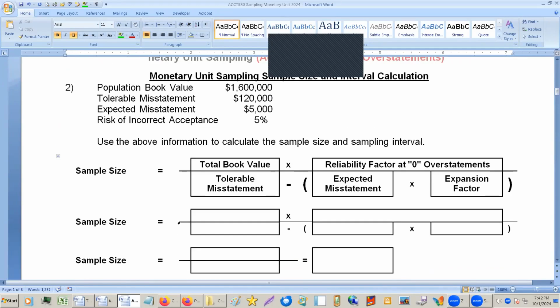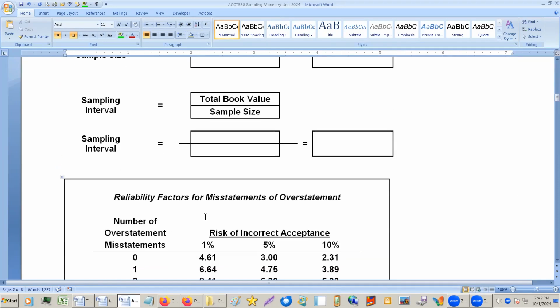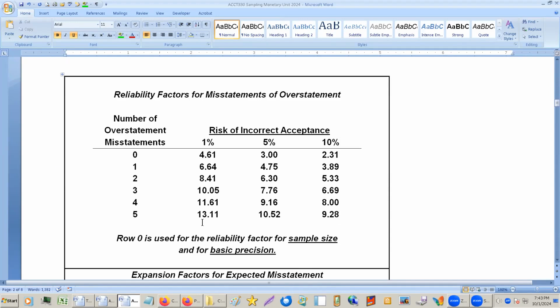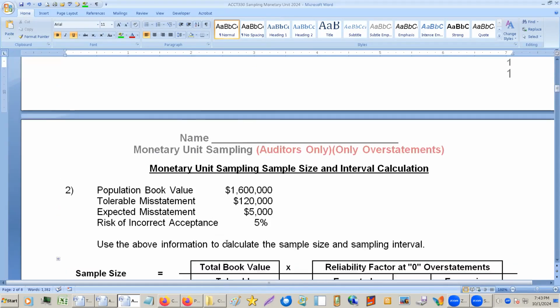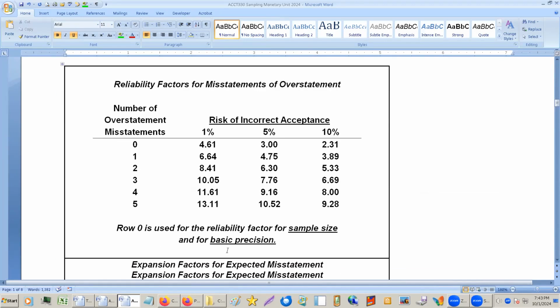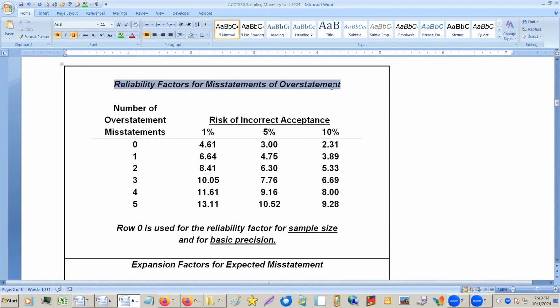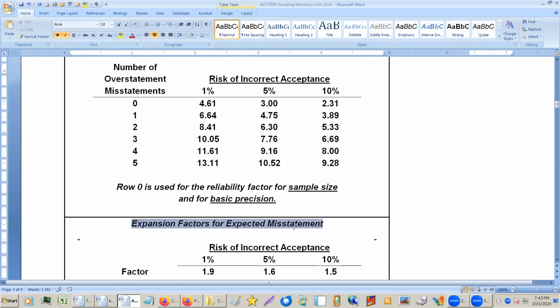Okay, now here we get to the ugly part of it. I might as well introduce it to you now. We should be able to do this one, then we'll call it a night. We have some wacky tables at the bottom of page 2 that we're going to use. There's 2 of them. There's reliability for this one. Let's make that one yellow. And the expansion.